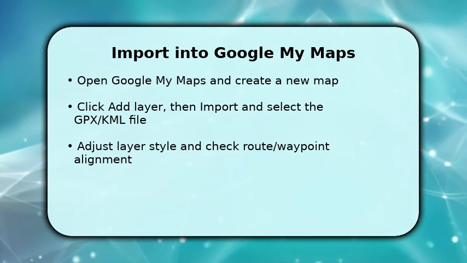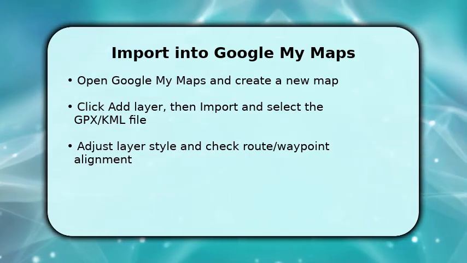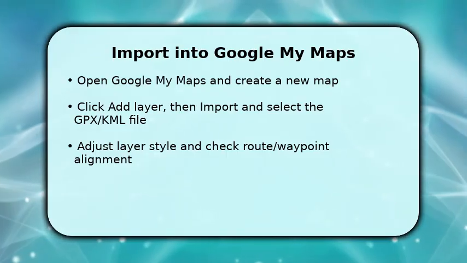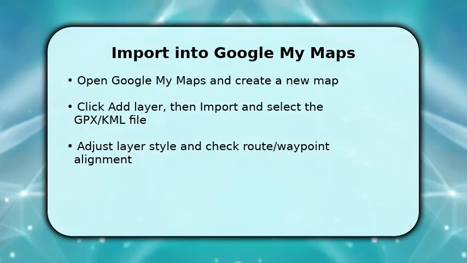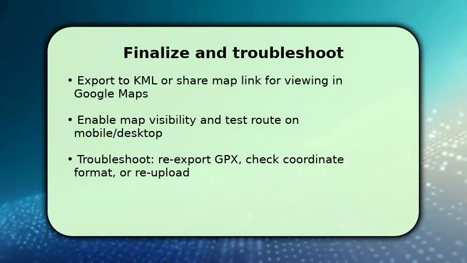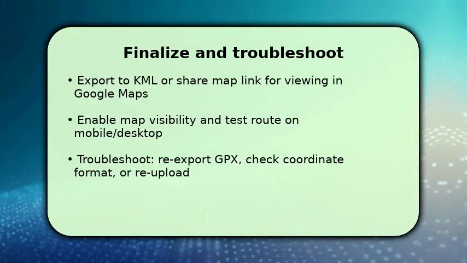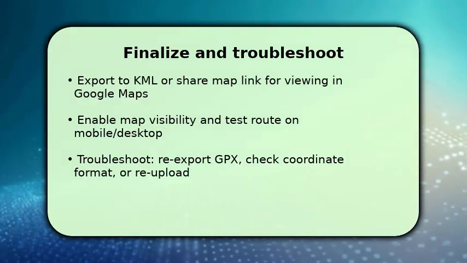You can rename layers, change colors, and set visibility. These visual tweaks help you interpret the path before exporting or sharing. You finish by exporting the layer as KML or sharing the My Maps link so it appears in Google Maps or other devices. Once done, test the map on a phone and desktop to confirm routes and waypoints display correctly.